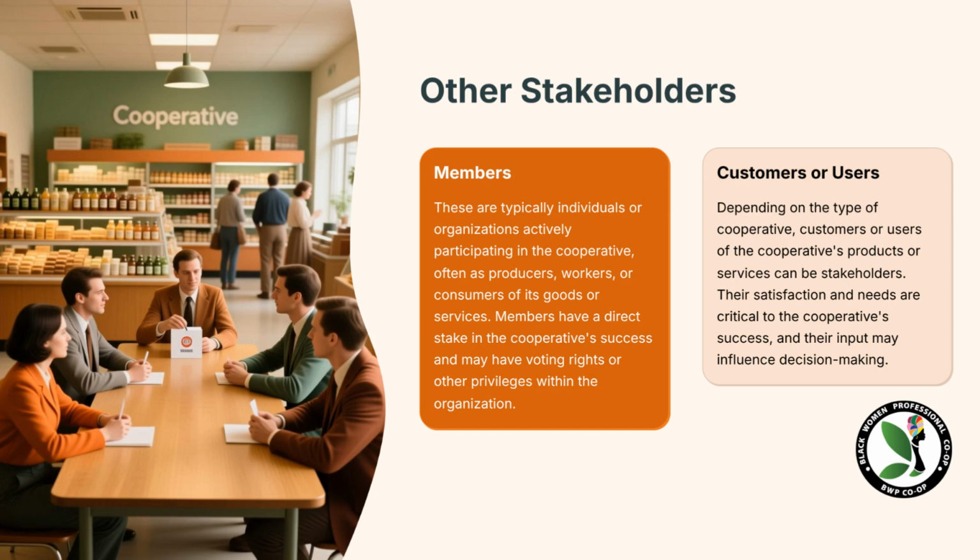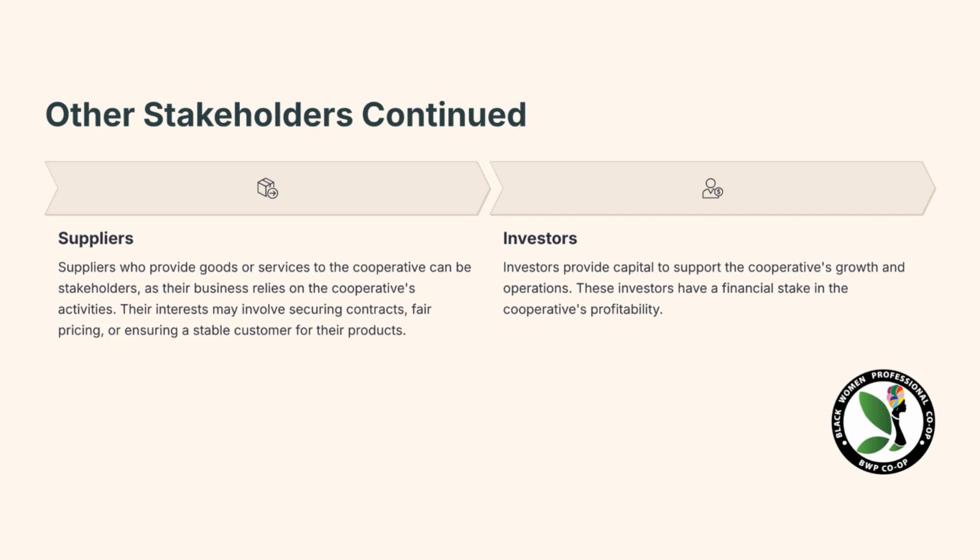Next, we have customers or users. Their satisfaction is vital. Whether they're buying products or using services, their feedback and needs often influence the cooperative's decision-making. Then there are the suppliers. They provide the goods or services needed for the cooperative to operate. Their stake lies in securing fair contracts, stable pricing, and a reliable business relationship.